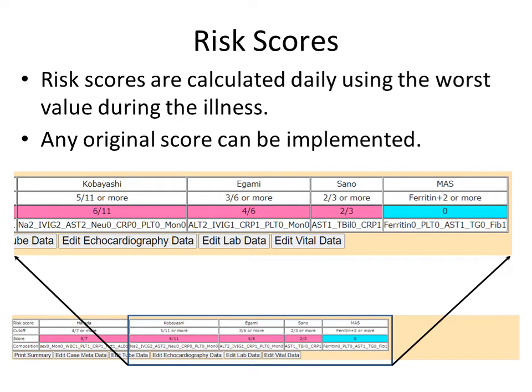The bottom of the screen indicates the risk scores of Harada, Kobayashi, Egami, Sano, as well as Ravelli's score for macrophage activation syndrome. All these scores are updated daily using the worst value in the course of illness. As a matter of fact, any original score can be implemented.